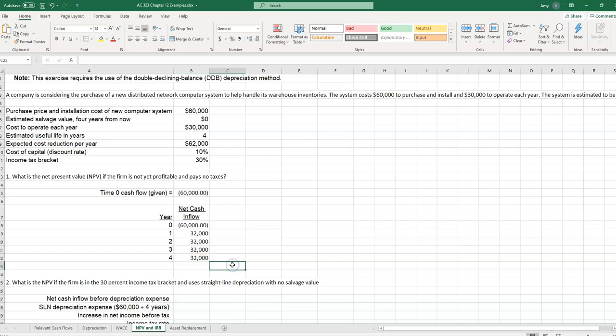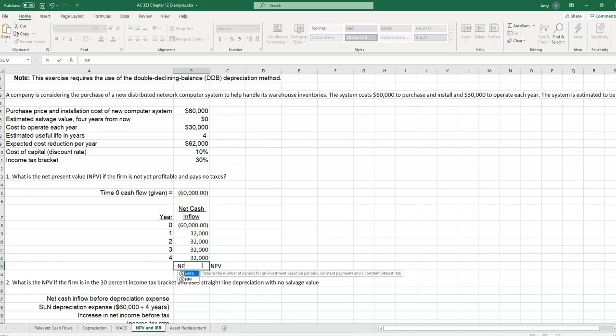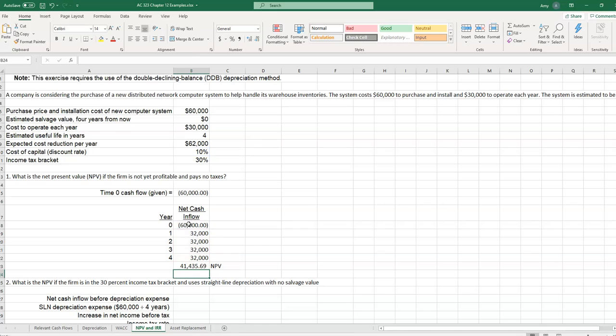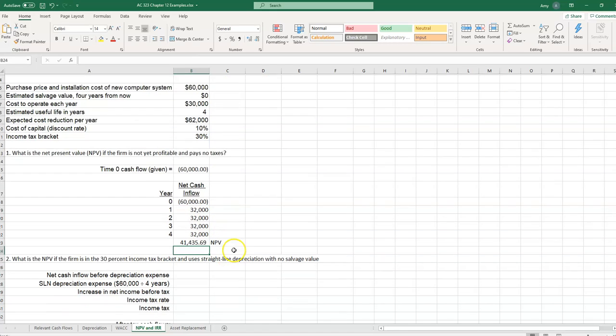So to calculate the net present value, we would say net present value, and then we select the rate. Our cost of capital is 10%. Select only the year 1 through 4 values, and then add the year 0 value. And we get a net present value of $41,435.